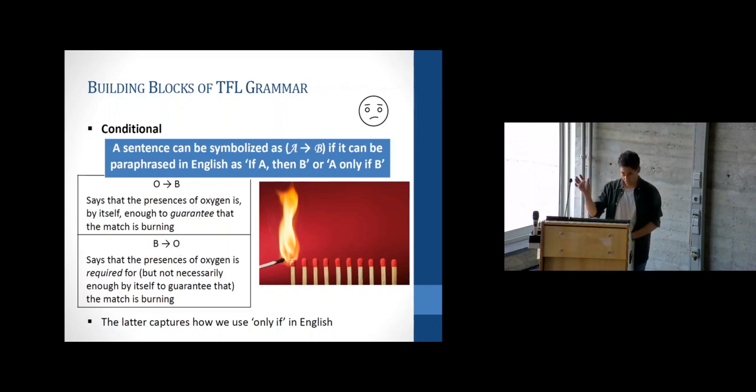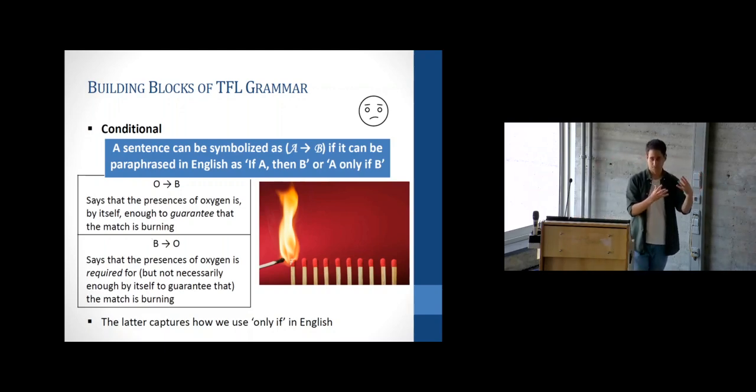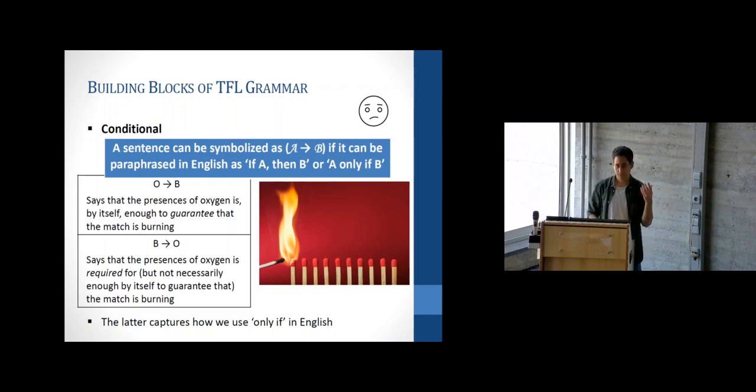Whatever comes in the consequent expresses what is required for a thing to happen, and whatever comes in the antecedent represents what is sufficient for the burning. So it's sufficient for a burning that you have oxygen. Okay.